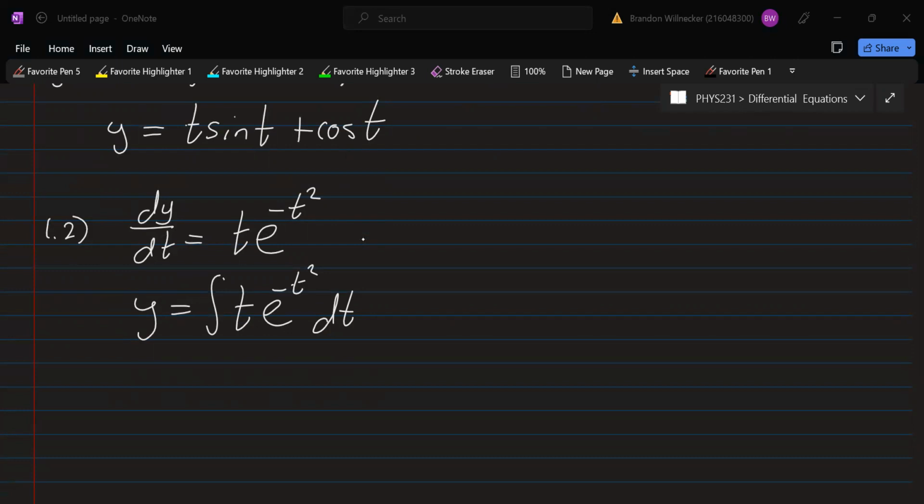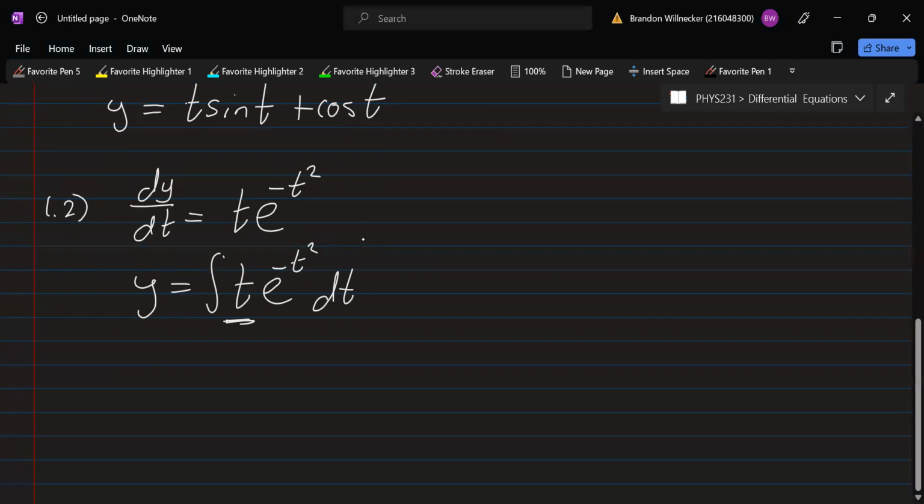If we imagine doing a u substitution, differentiating that will give us minus 2t. However, we've got a t in front. So it's almost what we would need for a u substitution. But what we can do is manipulate this slightly so that we don't actually need to do a u substitution. What I mean by that is we need minus 2t dt as our du part if we were to do a u substitution. So let's multiply and divide by minus 2.